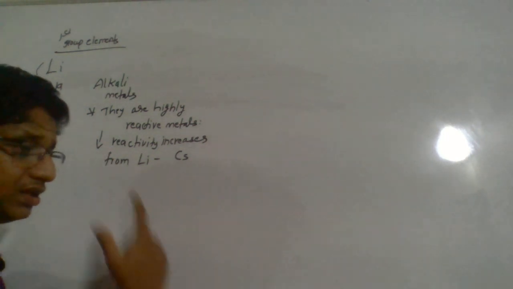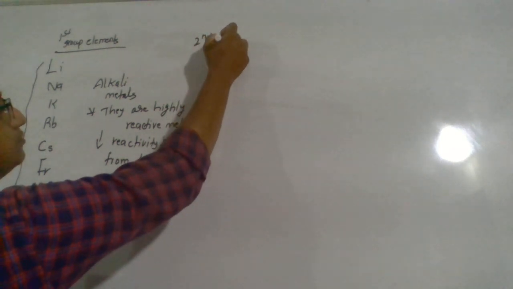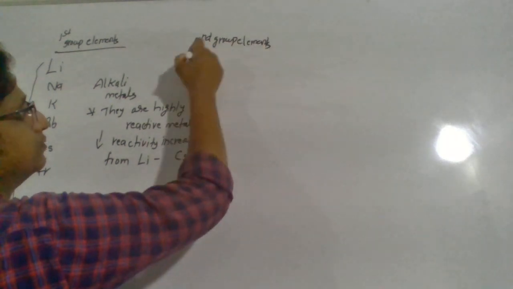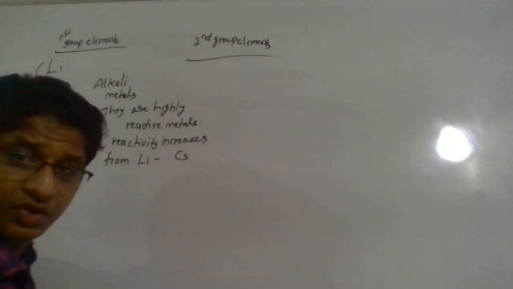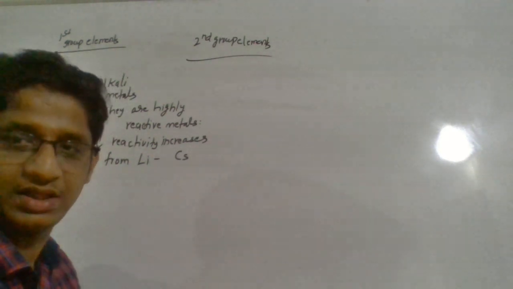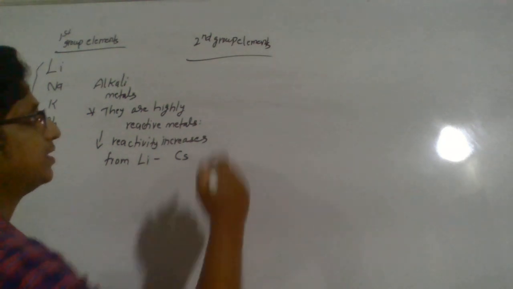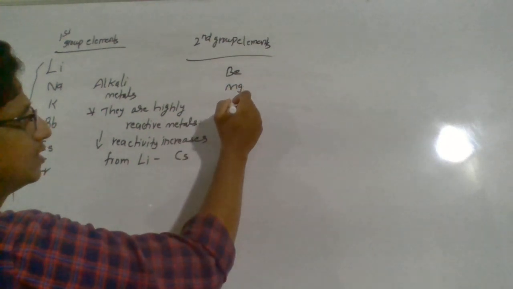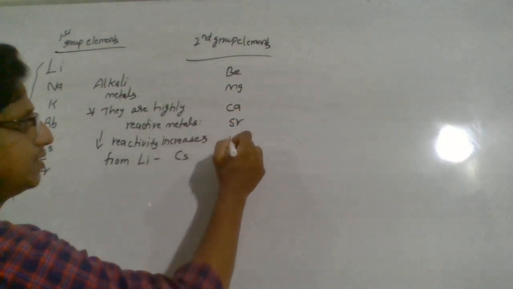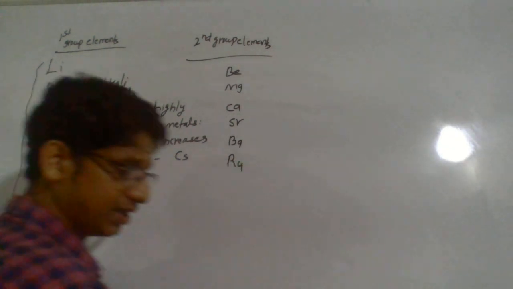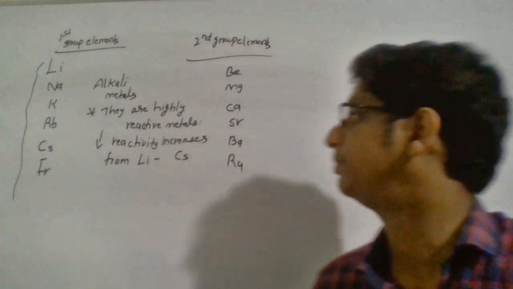Now similarly, this is the first group elements. Now let us talk about second group elements. You have to know about the periodic table and its elements, as that will give you more insight into chemistry. So let us discuss second group elements, starting from beryllium, magnesium, calcium, strontium, barium and radium. Like francium, radium is also a radioactive metal, please remember.